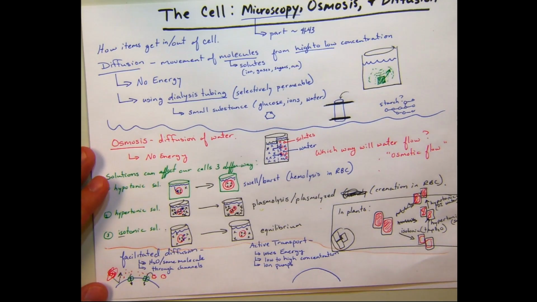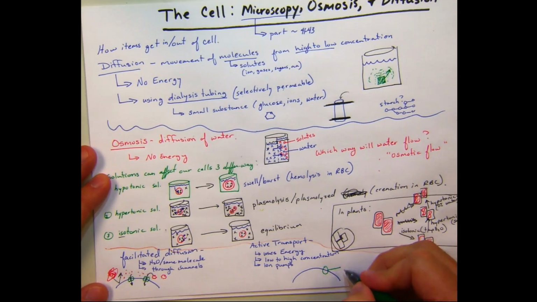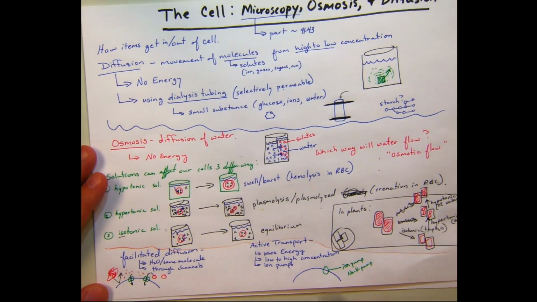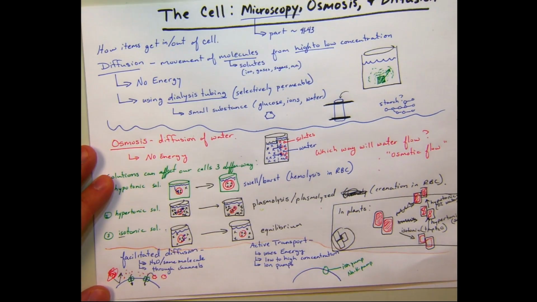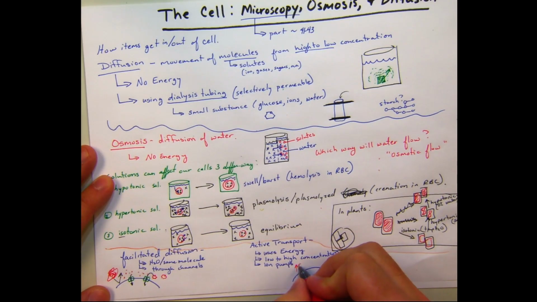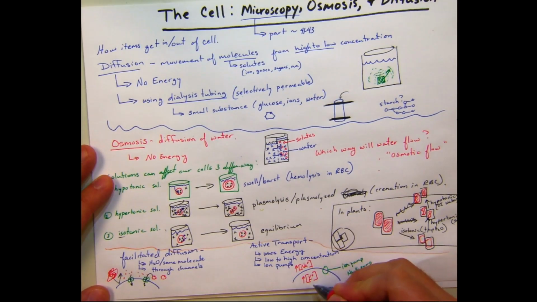Here's our new cell. Here is a green ion pump, also known as the sodium-potassium pump, because those are ions, right? Well, in this case, we have high concentrations of sodium outside the cell, and we have high concentrations of potassium inside the cell. These brackets represent concentration.